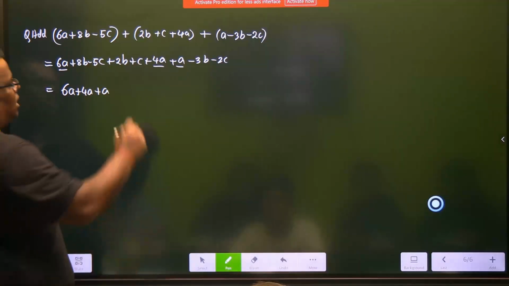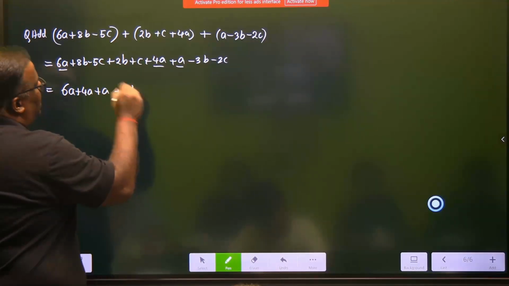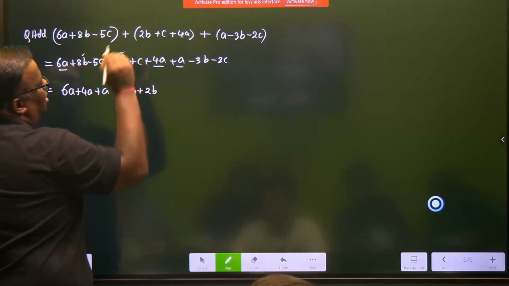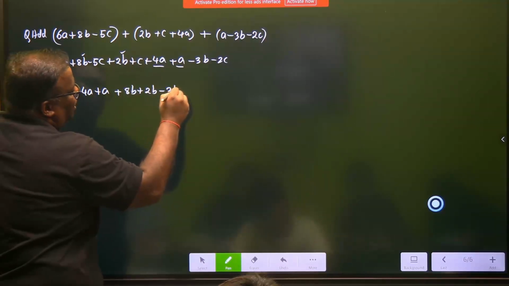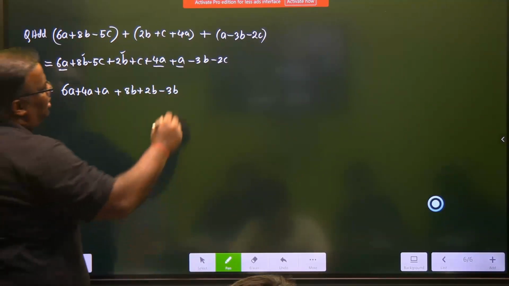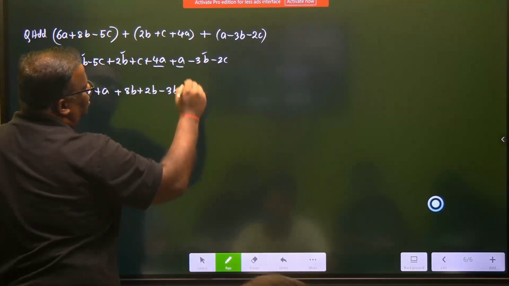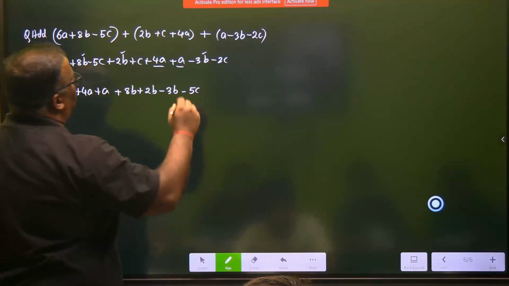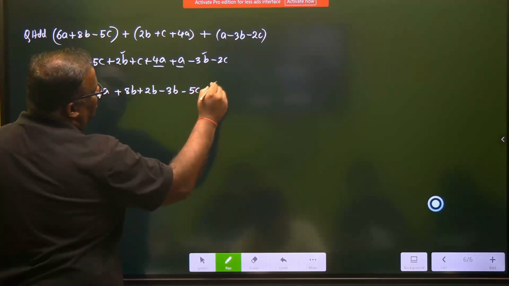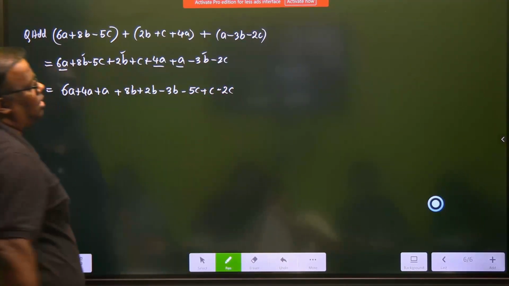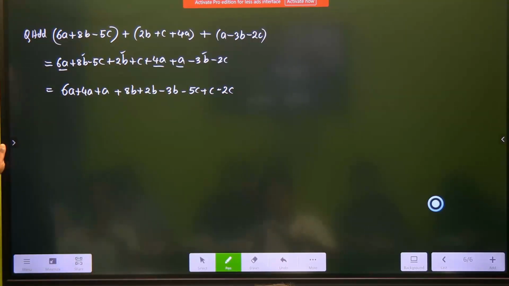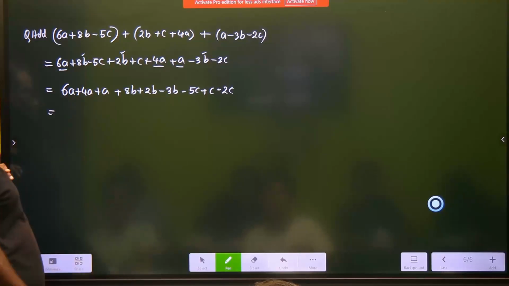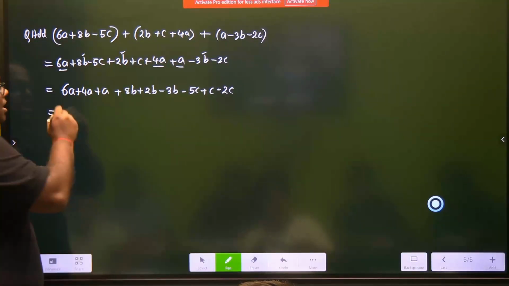Our next job is to get the B's. 8B, then 2B and negative 3B. Then all the C's. Negative 5C, then plus C and negative 2C. Understood? Now you perform 6A plus 4A plus A, 10A plus A, 11A.